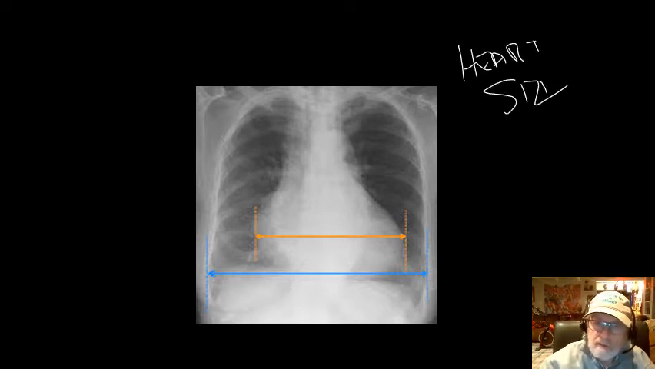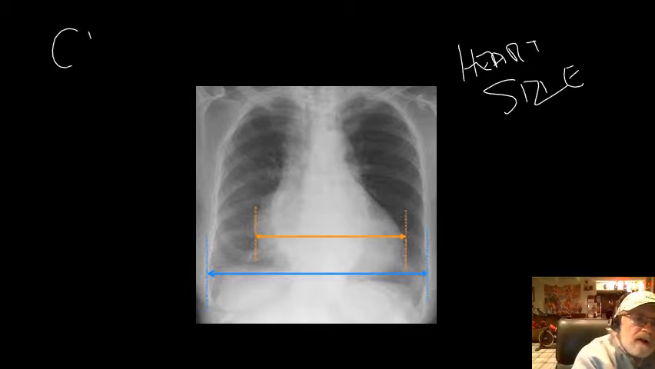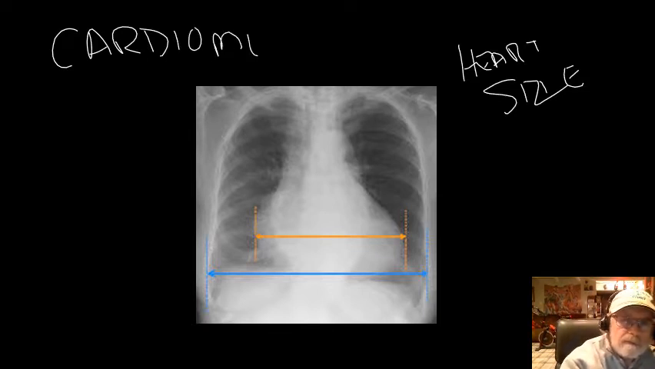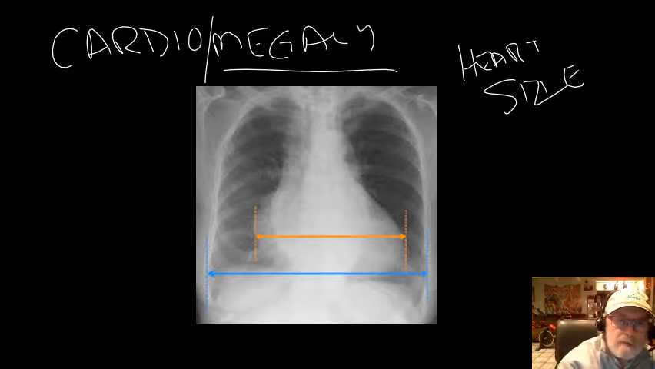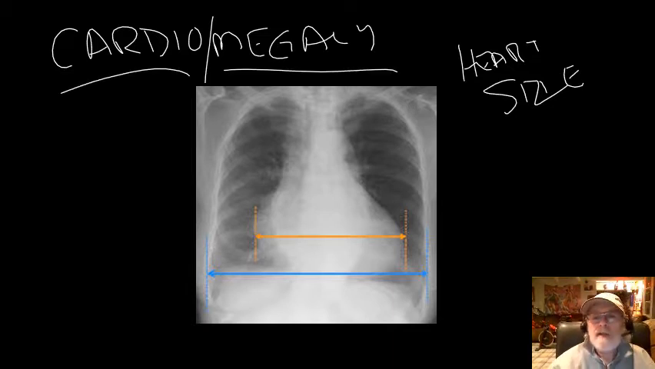One of the things that's commonly looked at is how big is the heart. And if a heart is large, it's called cardiomegaly. Megaly means enlargement. Cardio obviously means heart. And the idea here is to determine a cardiomegaly in a particular expiration film.